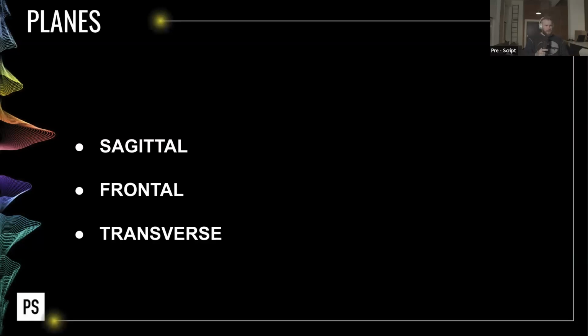And lastly, we have the transverse plane. Transverse plane is rotation, right? So anything spinning. Rotation, transverse plane.